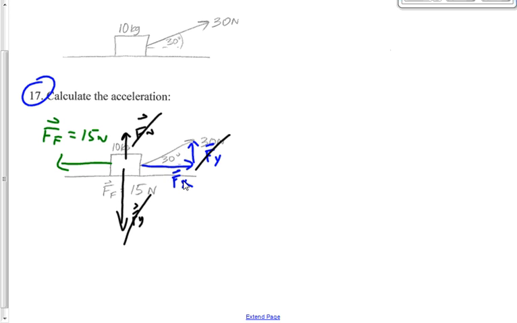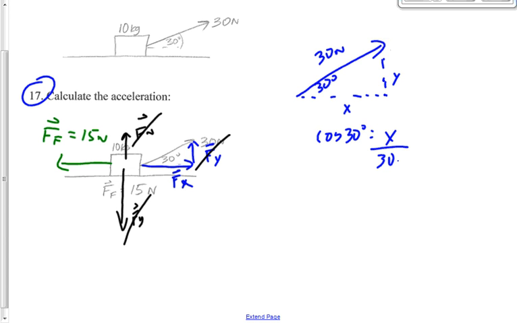Let's get that x component. Here's my 30 Newton force. Here's my 30-degree angle. Here's the x component. Here's the y component. Cosine 30 degrees is equal to x over 30 newtons. And that worked out to be 25 point something, I think. 25.98, thank you. So, let's label that over here, 25.98 newtons for the x component.